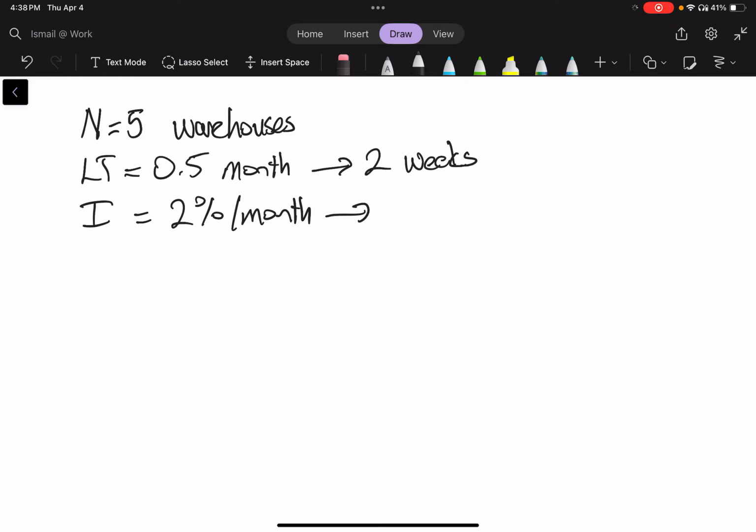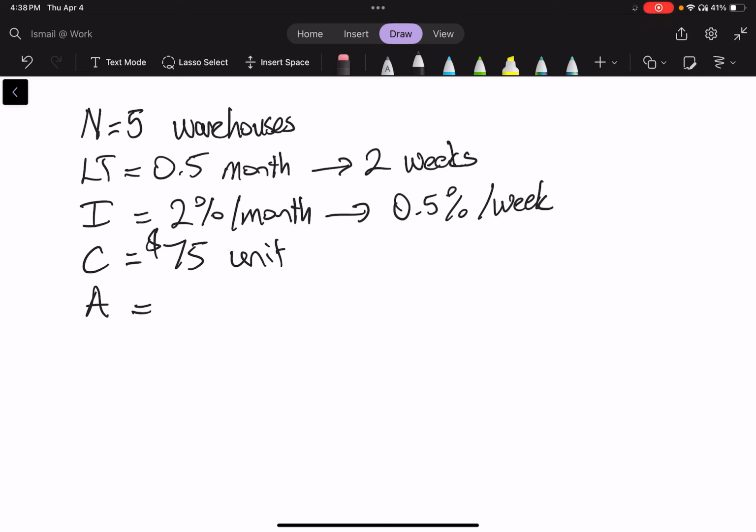Again, if I assume a month is 4 weeks, I can say that this is equal to 0.5% per week. The cost of each product is $75 per unit, right? Ordering cost or replenishment cost, which is A, fixed ordering cost, that is $50 per replenishment or order, right?